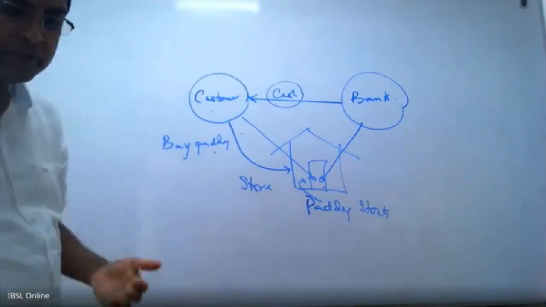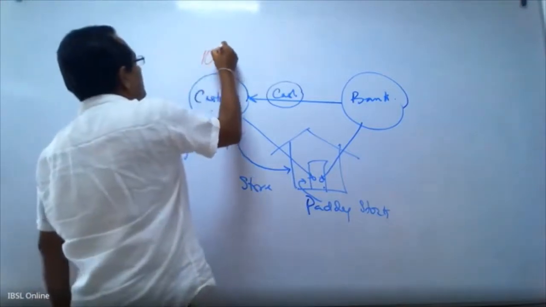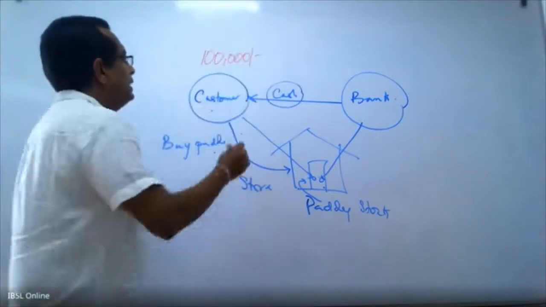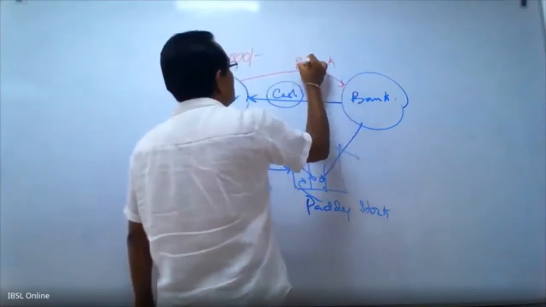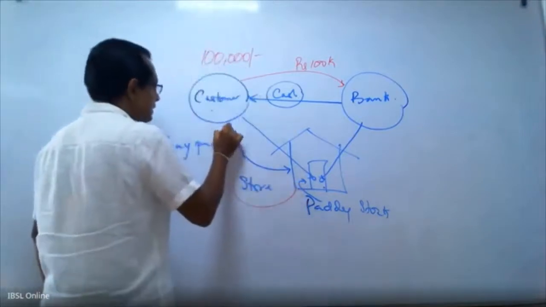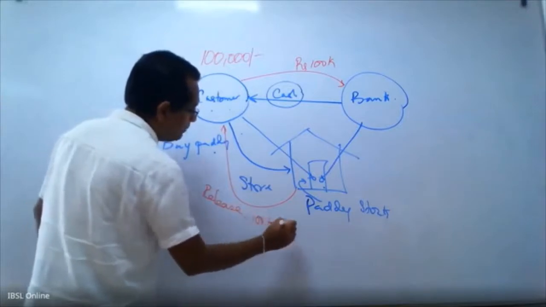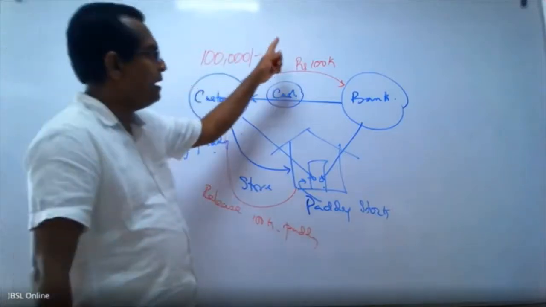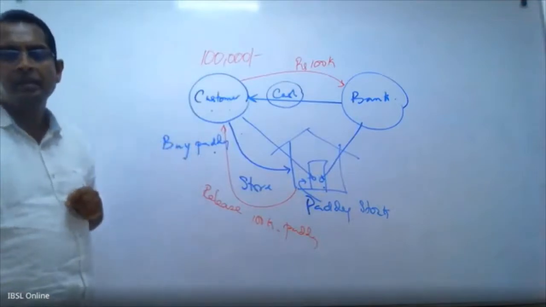Whenever the customer wants some paddy to be released, say he wants paddy to the value of 100,000, he needs to pay 100,000 to the bank. Then the bank will release 100,000 worth of paddy to the customer. Only once payment is received will the bank release the paddy.